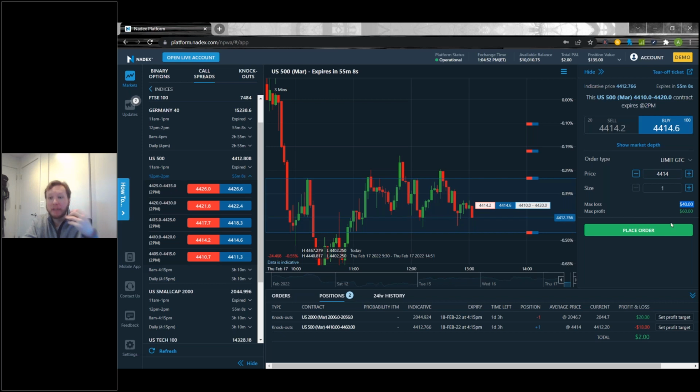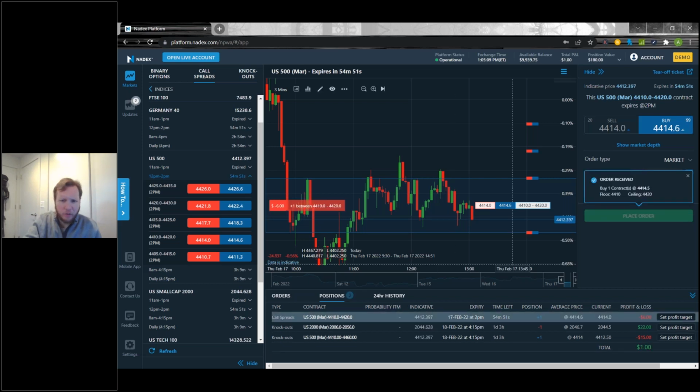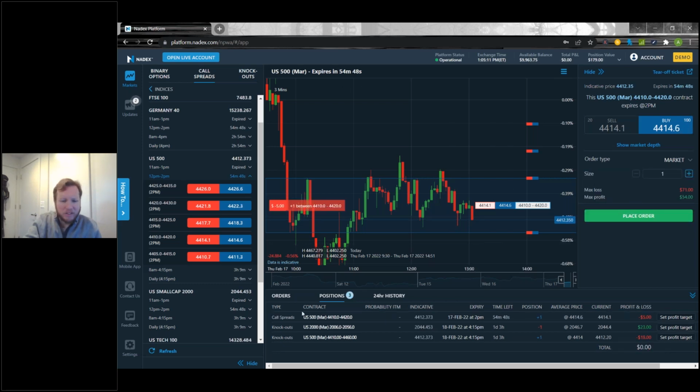And the maximum profit would be if it hits the top at 44.20 and goes up and expires above that point at the expiration of the contract. So I can get into one of these. I'll do a market order. We'll just get in real quick, and you can see it's all going to look very similar. You want to just make sure you see here.